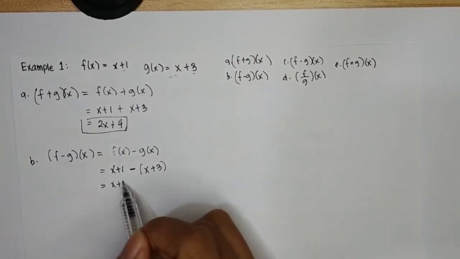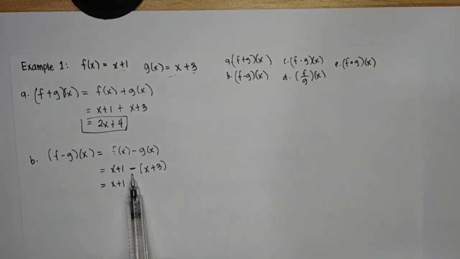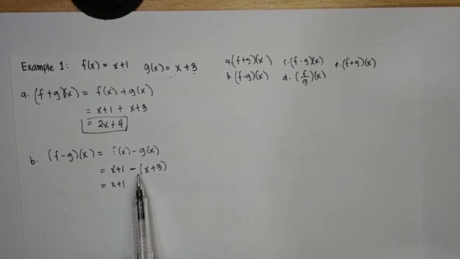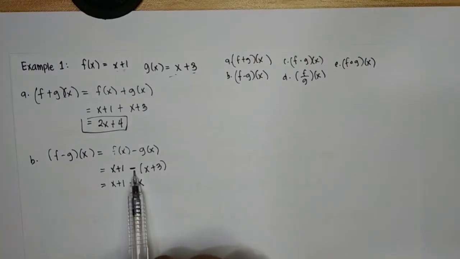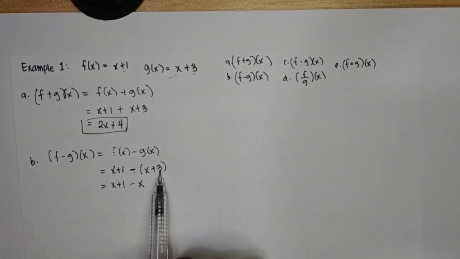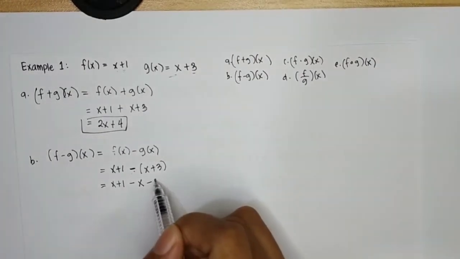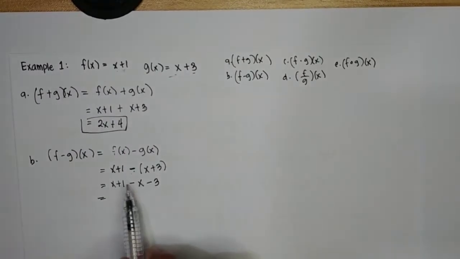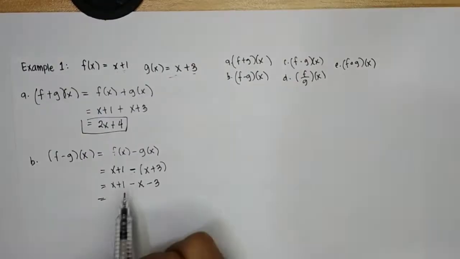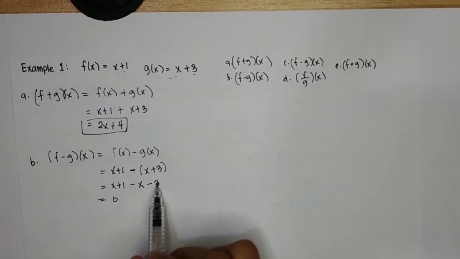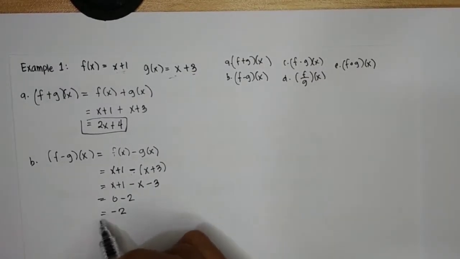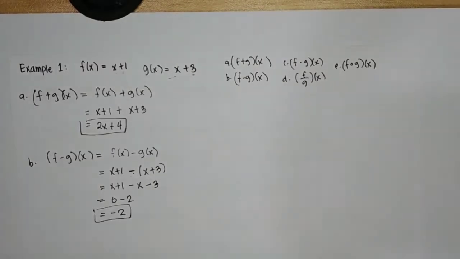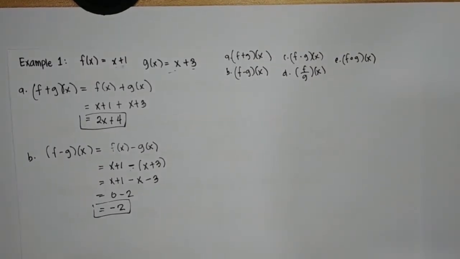Next step, we copy f of x, x plus 1. We distribute the negative sign. Negative 1 times x is negative x. Negative 1 times 3 is negative 3. So we have x minus x, that is 0. Then 1 minus 3 is negative 2. So our final answer is negative 2. This is the difference of the two functions.